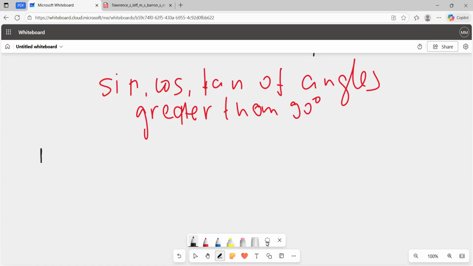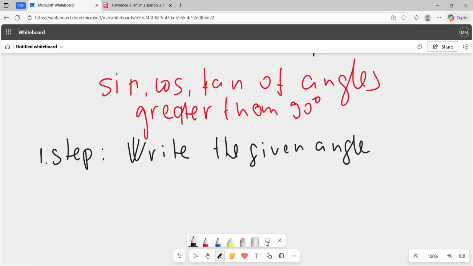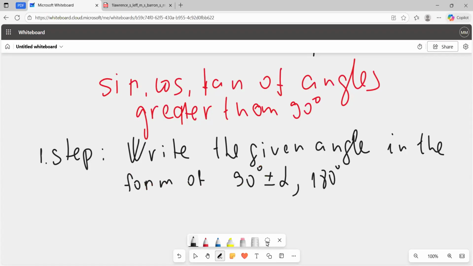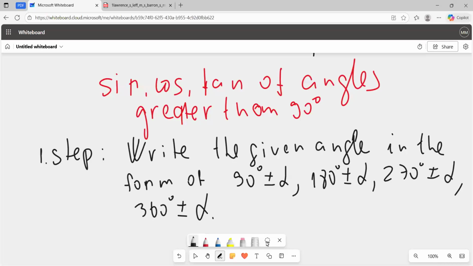First step: write the given angle in the form of one of the forms, I will write it briefly: in the form of 90 degrees plus or minus alpha, 180 degrees plus or minus alpha, or 360 degrees plus or minus alpha.